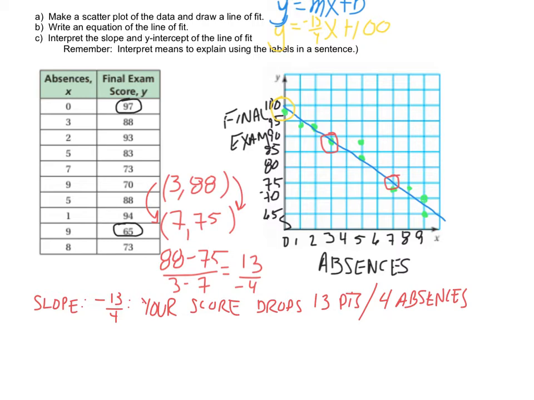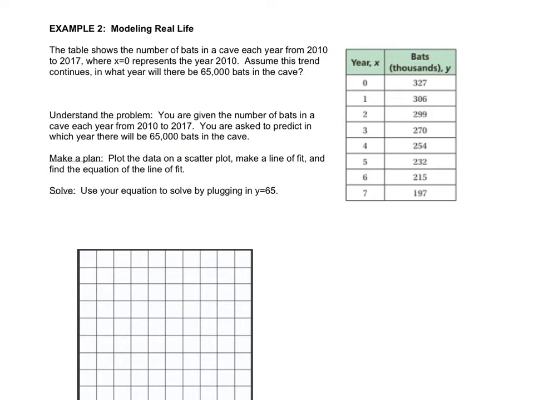And then when I interpret the y-intercept, basically what it says, you expect to get 100 for 0 absences. Okay, so 0 absences gives you the best chance to get that 100. So that's how you would put a line of fit through your data.